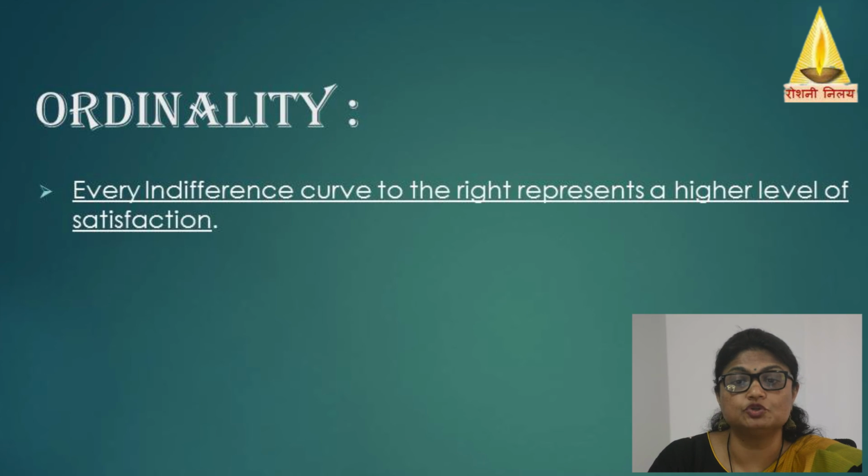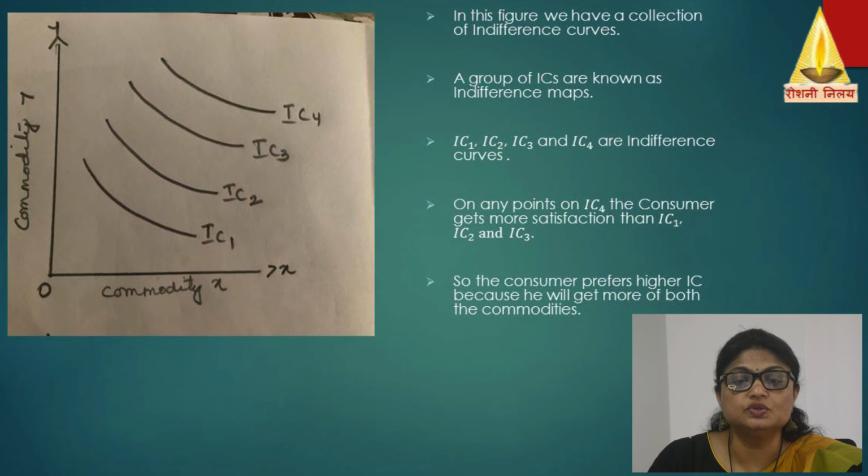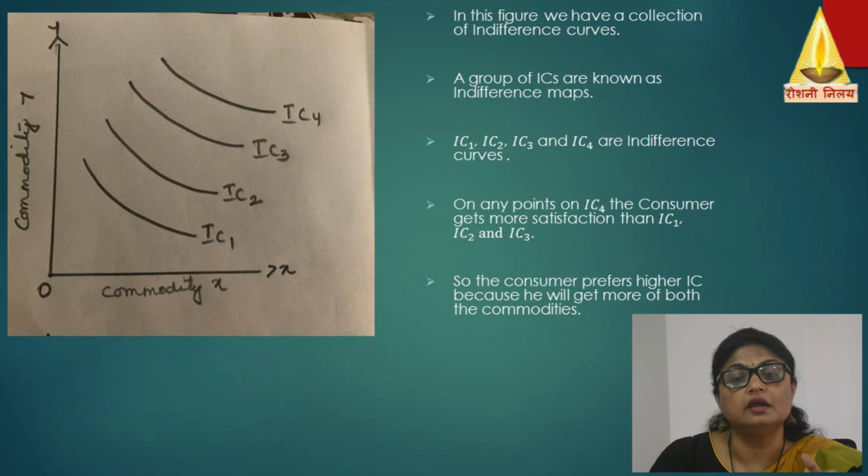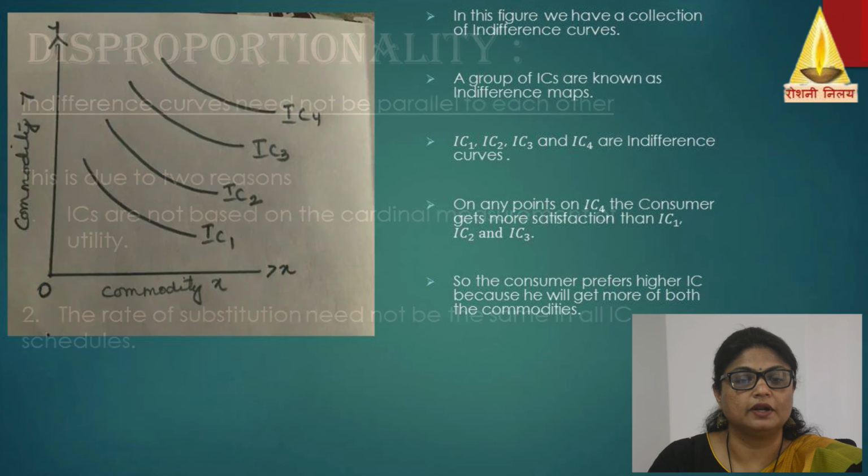Every indifference curve to the right represents a higher level of satisfaction. Now, here you see many indifference curves on the same graph. It is called an indifference map. Now, all of us would like to buy more of both the goods, right? So, if a consumer wants to choose IC4, definitely he can have more of commodity X and more of commodity Y. So, every indifference curve to the right gives a higher level of satisfaction. That is, IC4 gives more satisfaction than IC3, IC2 and IC1.